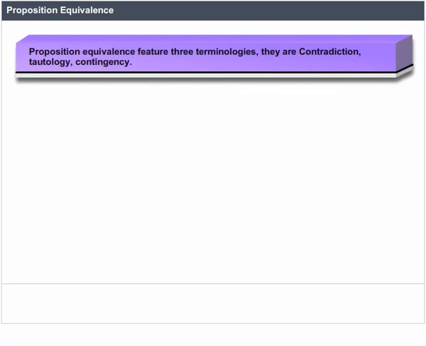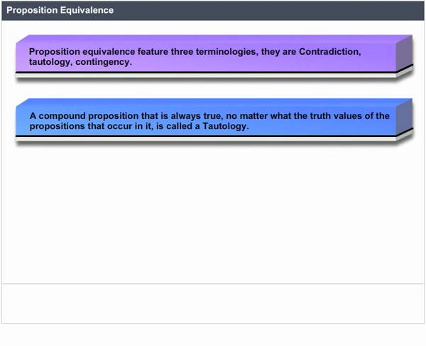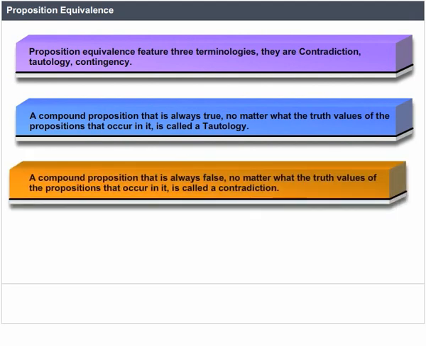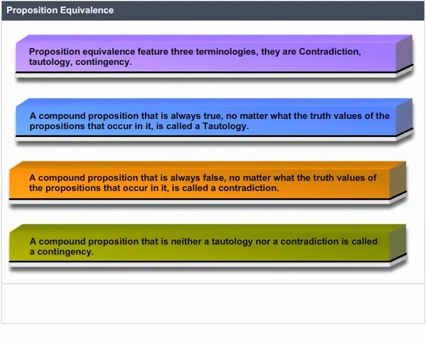Proposition equivalence. Proposition equivalence features three terminologies. They are contradiction, tautology, and contingency. A compound proposition that is always true, no matter what the truth values of the propositions that occur in it, is called a tautology. A compound proposition that is always false, no matter what the truth values of the propositions that occur in it, is called a contradiction. A compound proposition that is neither a tautology nor a contradiction is called a contingency.